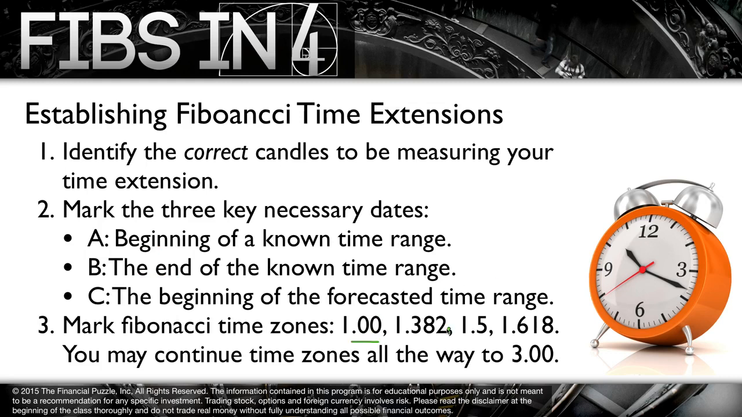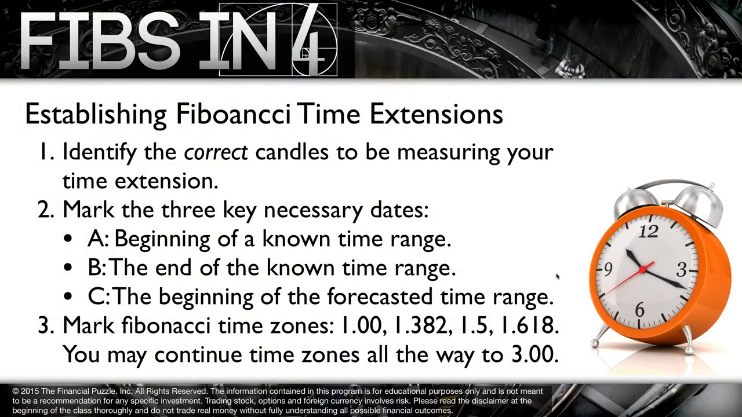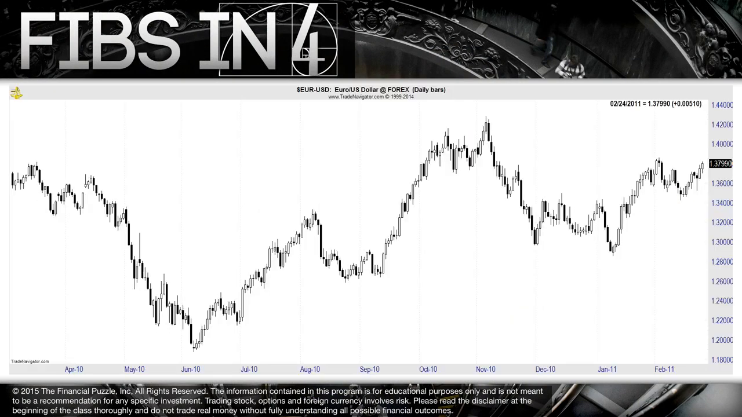You're going to be using 100%, 1.382, 1.5, 1.618, and you can continue all of these on up to 300%. Now I've learned that after 300%, it usually starts to break down, and it doesn't serve me to go to 400 or 500% time extensions, but all the way up to 300%, you'll be surprised how consistent this time grid stays. So go in here and backfill, and you can do 2.0, 2.382, 2.5, 2.618, all the way on up to 3. Let's take a look at an example here.